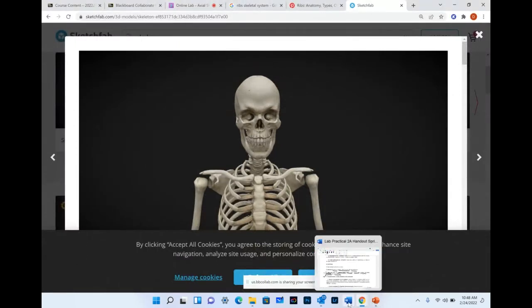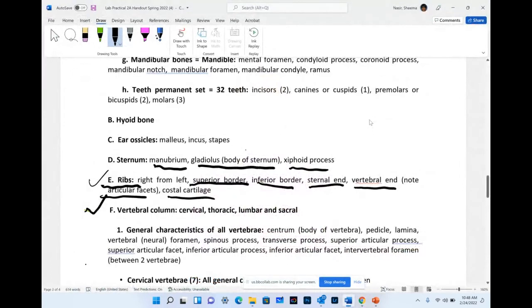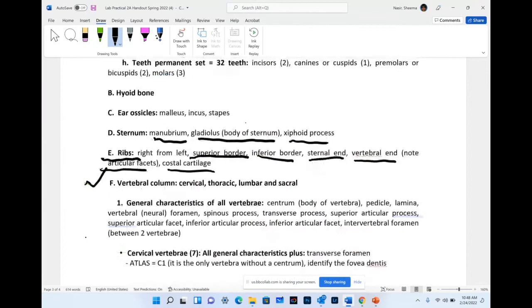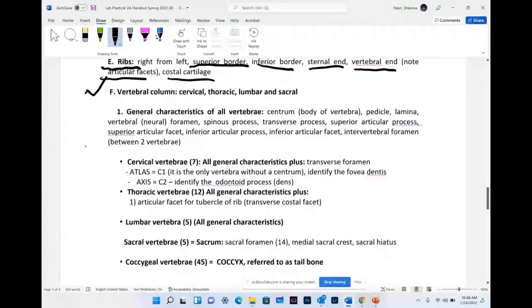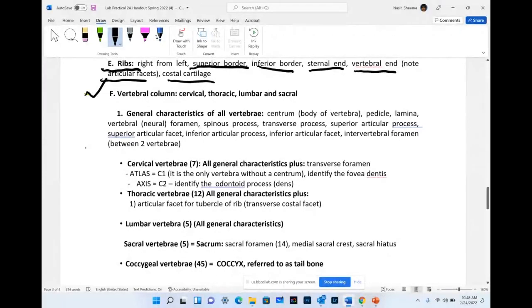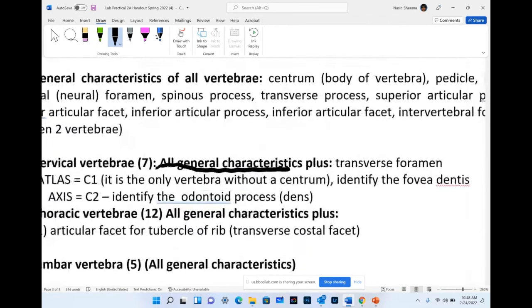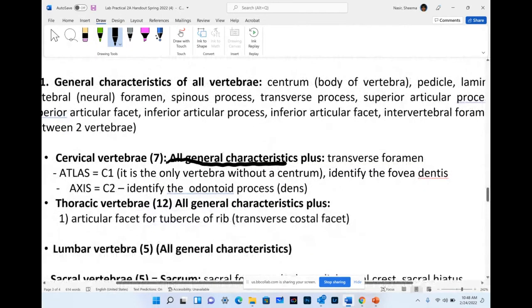Okay, so coming back to our handout. We are done with the ribs. The next thing is vertebrae. So we are going to look at all of the vertebrae. What we are going to do is the general characteristics, which is common to all the vertebrae.